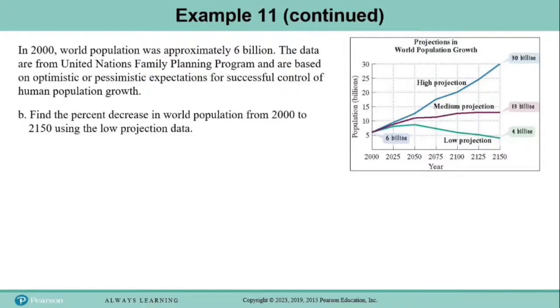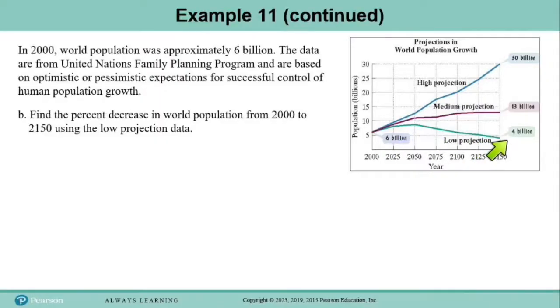Now let's look at Part B. So here in Part B we've got the same chart, but the question this time says find the percent decrease in world population from 2000 to 2150 using the low projection data. Okay, so again, in the year 2000, we're starting with a population of 6 billion. According to this low projection, the population could actually drop to 4 billion by the year 2150.